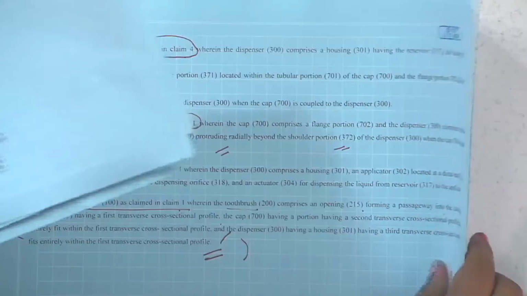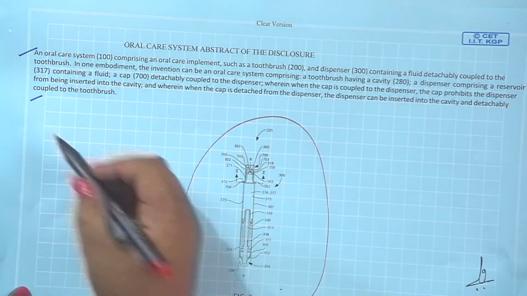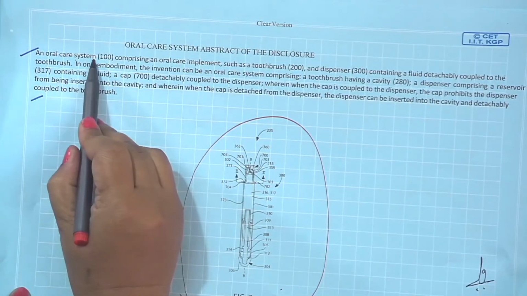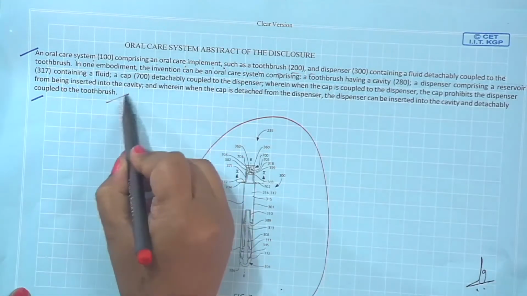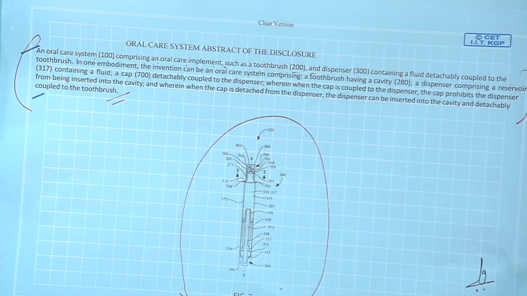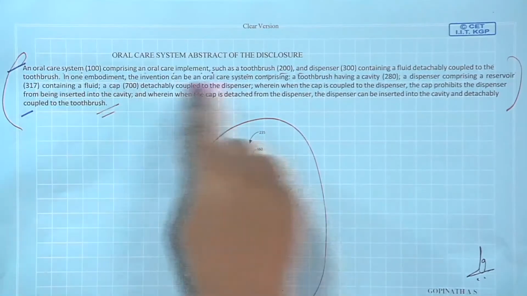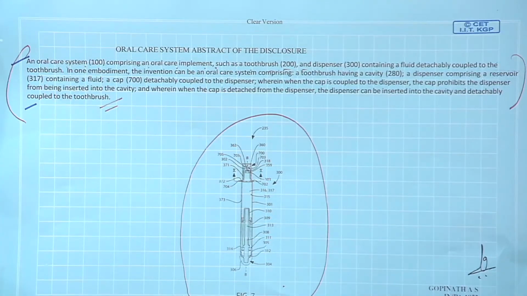So, here you can see in one of the diagrams, see this is the abstract. What is written? An oral care system comprising an oral care implement, and then it continues, and this is what the abstract of that particular document is. You can go through and read this abstract. So, it gives you a pretty good idea about what that particular invention is about. Okay. So, this is the abstract part.